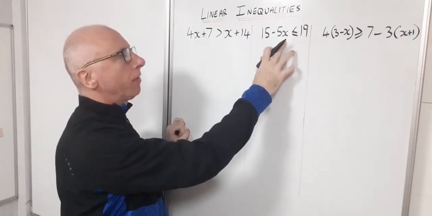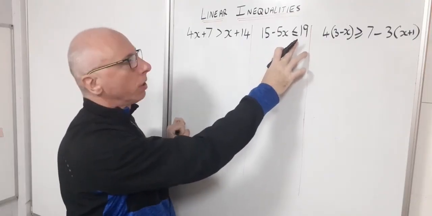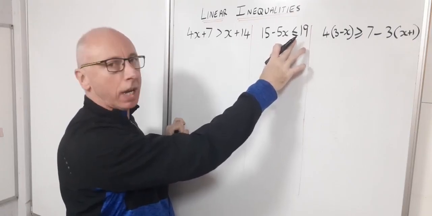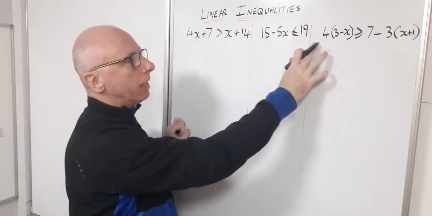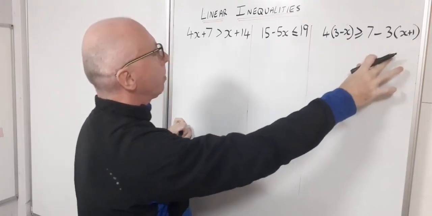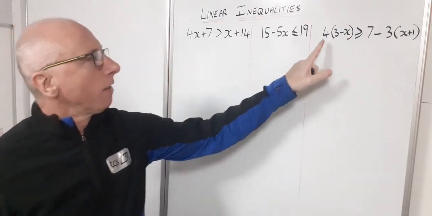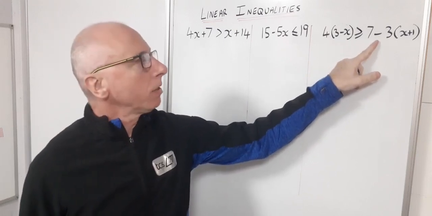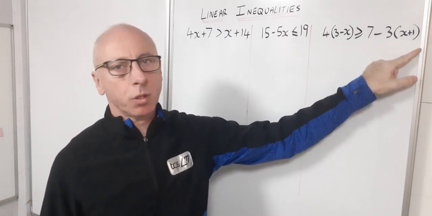15 minus 5x is less than or equal to 19. So this is not a strict inequality. We've got the equals part as well included. And then this one here, we've got x on both sides in brackets. 4 times (3 minus x) is greater than or equal to 7 minus 3 times (x plus 1).